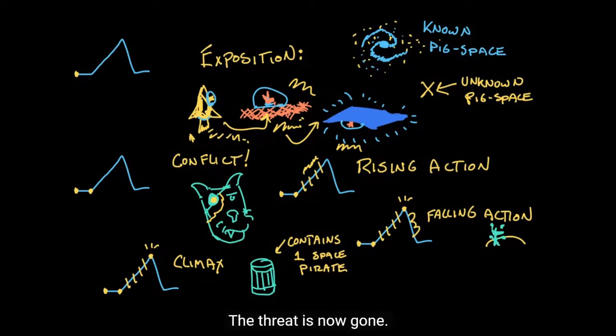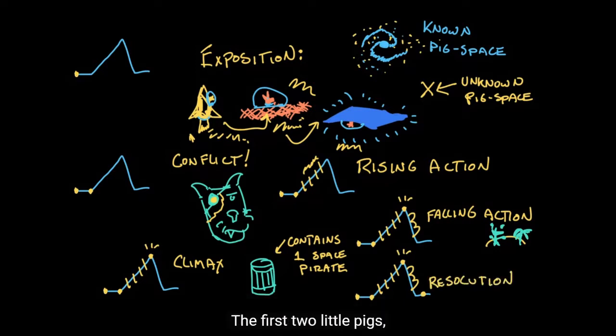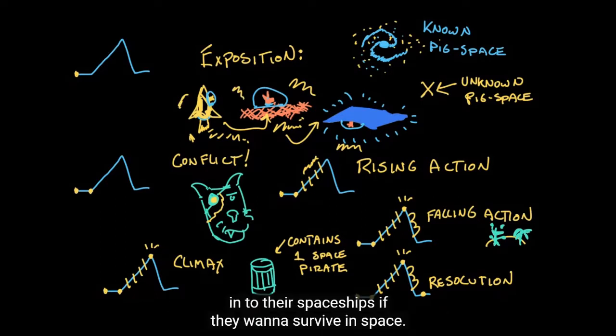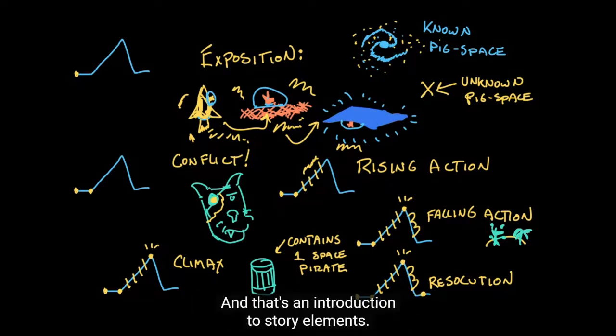The threat is now gone, and that means that the conflict has been resolved. We're in the resolution part of the story now. The first two little pigs, the straw ship pig and the twig ship pig, learn that they need to put more work into their spaceships if they want to survive in space. And they build fancy spaceships just like the science pig. And that's an introduction to story elements.